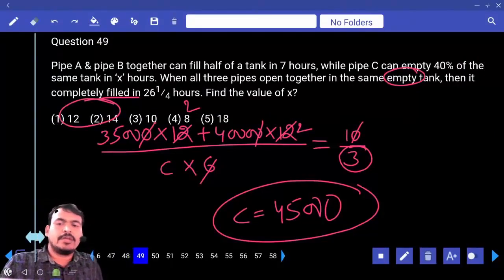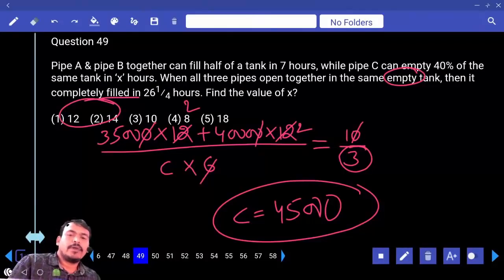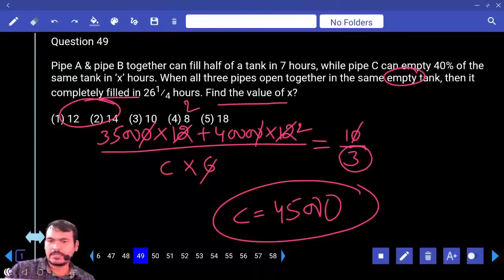Next, question number 49. Pipe A and pipe B together can fill half of a tank in 7 hours, while pipe C can empty 40% of the same tank in X hours. When all 3 pipes are open together in the same empty tank, it is completely filled in 26 1 by 4 hours. What is the question here? Find the value of X.